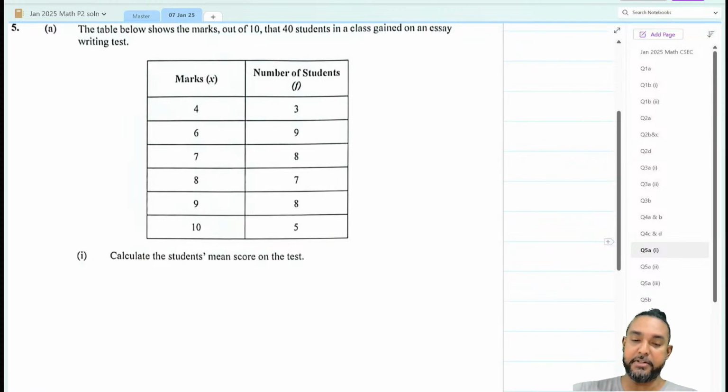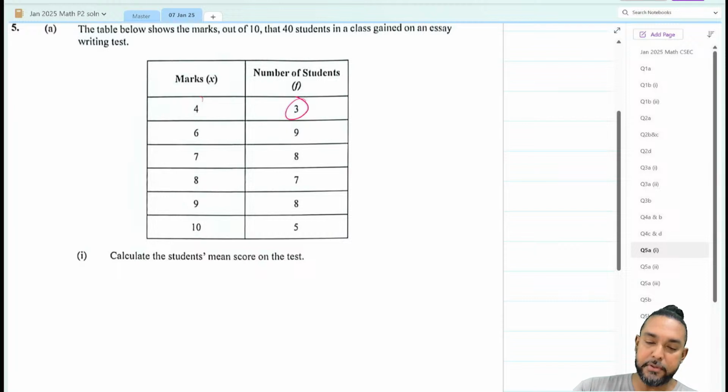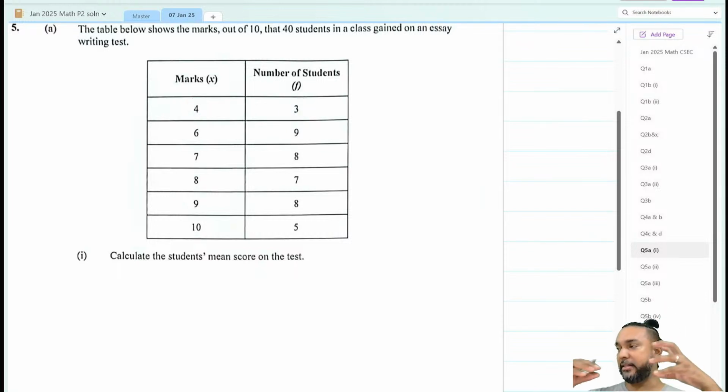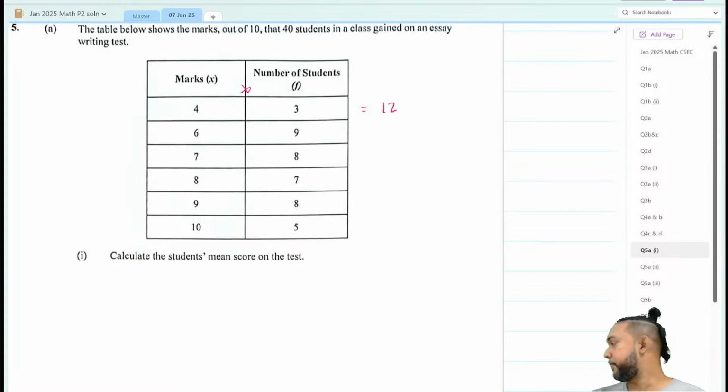So this is ungrouped data, so we have to multiply going across. 3 students got 4 marks. If you were to add them separately, 3 plus 3 plus 3 plus 3 is the same as multiplying 3 by 4. So we multiply going across. 3 by 4 is 12.